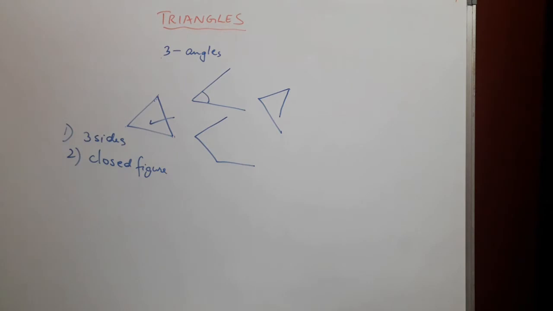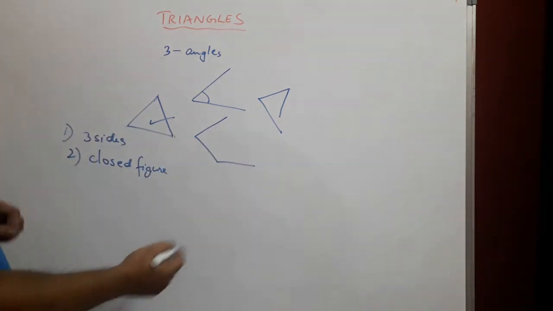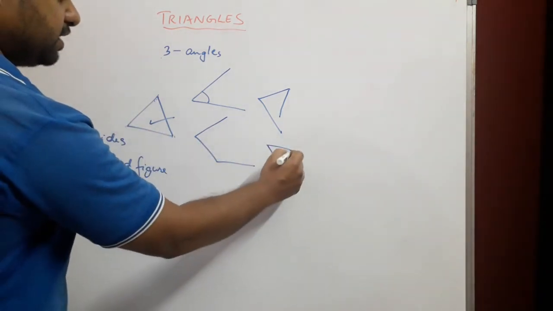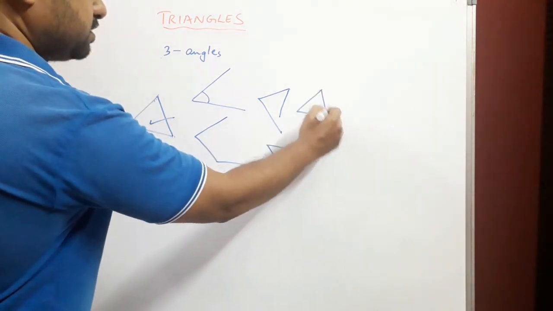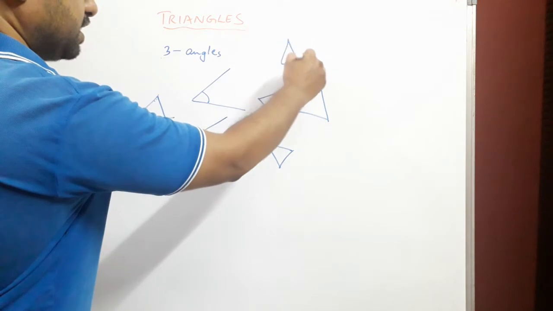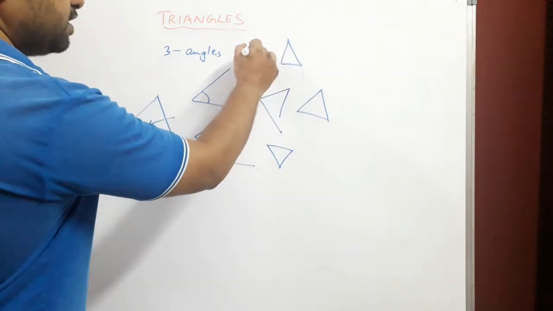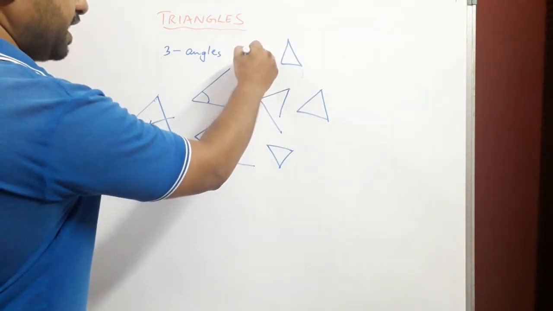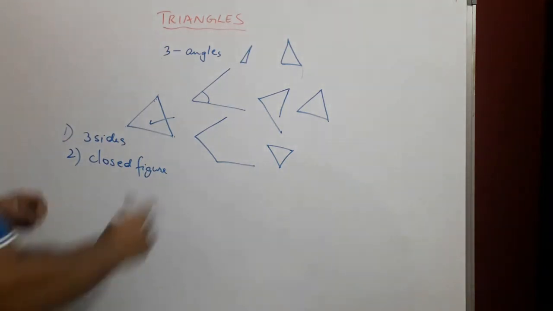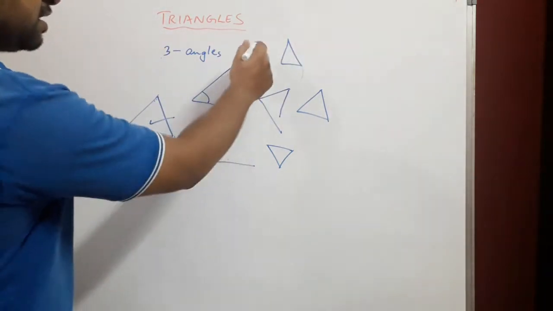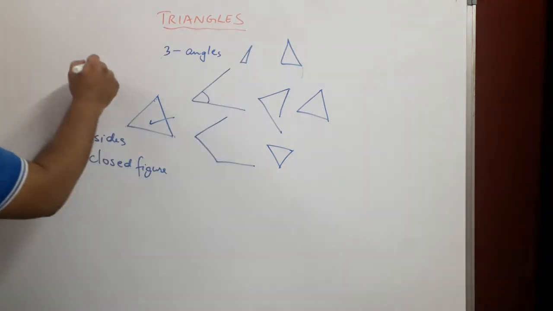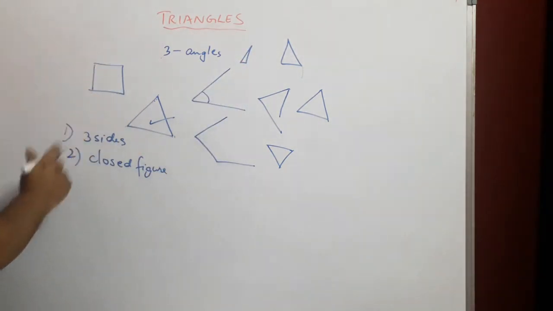So this is a triangle. Triangles can be of any shape. It could be something like this, then it could be something like this, or it could be something like this. It could be even as thin as this, as long as it has three sides and it is a closed figure.